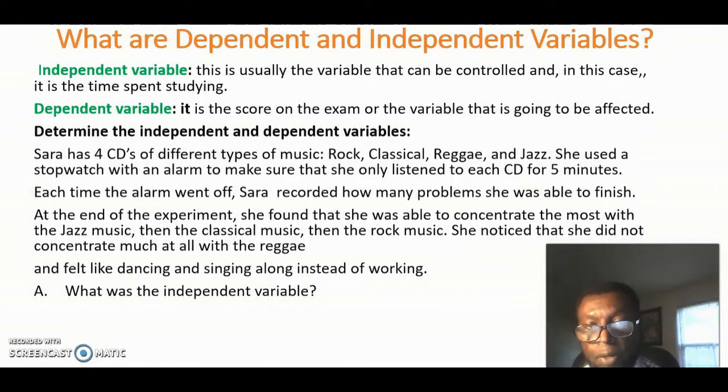At the end of the experiment, she found that she was able to concentrate the most with the jazz music, then the classical music, then the rock music, and she noticed that she did not concentrate much at all with the reggae because she felt like dancing and singing along instead of working. So the question is, what was the independent variable?